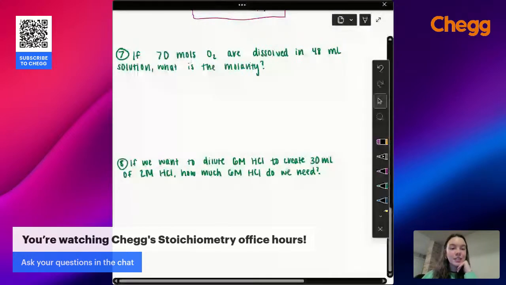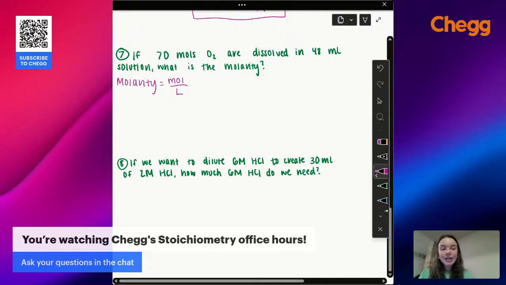If you know the units of molarity, type those in the chat so that I know and so that everyone else knows too. We have molarity and then we have molality. I touched on this a little last week. Molality is more for powders and dry things. Molarity is more for solutions. So we're going to stick with molarity for right now. But the units of molarity is moles over liters.